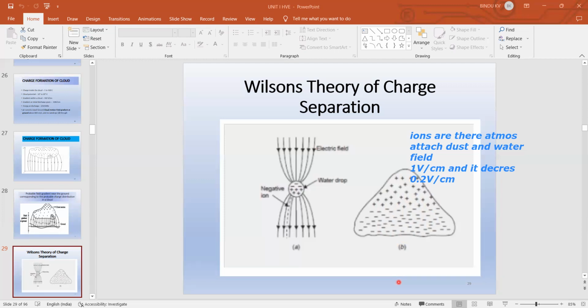According to Wilson's theory, larger negatively charged droplets settle at the base of the cloud, and smaller positively charged drops settle at the upper portion of the cloud. So the lower base of the cloud is negatively charged, as we can see in the diagram, and the upper part has the positively charged particles. This is about Wilson's theory of charge separation.